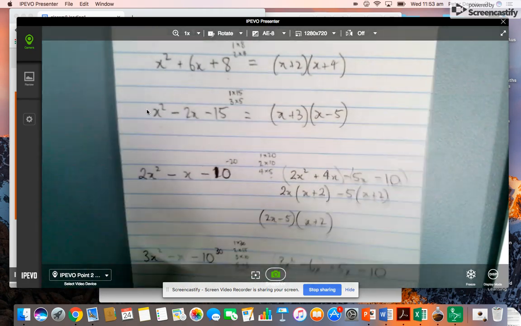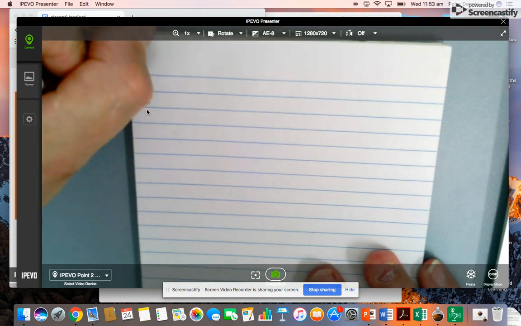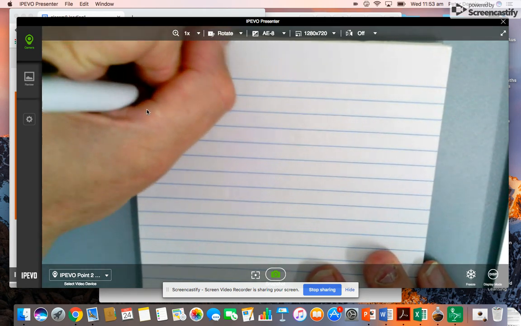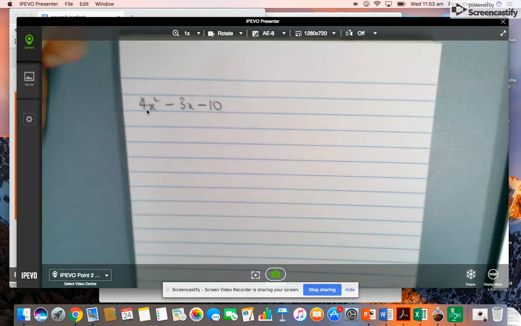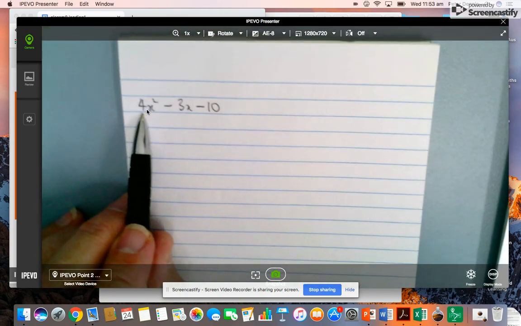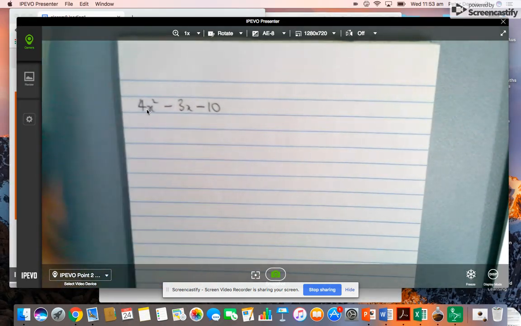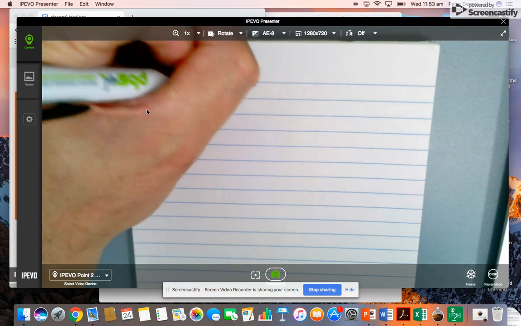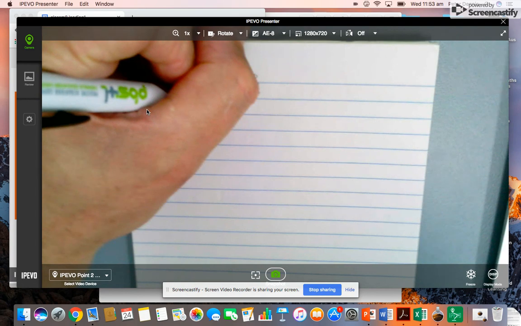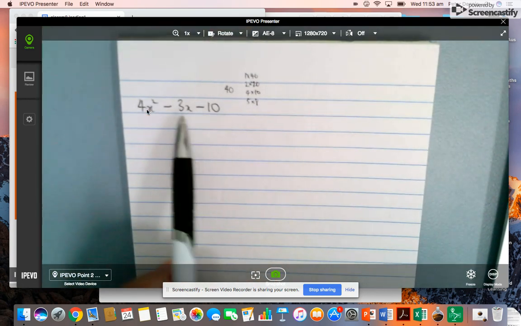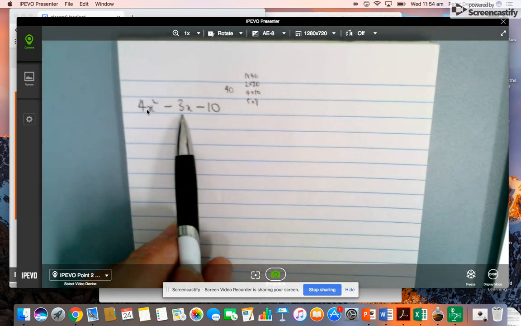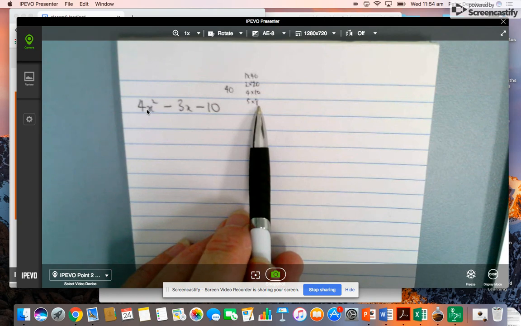I might just do one more. It's always a bit scary. Let's do 4x squared minus 3x minus 10. We want to factorise this again. We look for two numbers that multiply together to give 40. 1 times 40, 2 times 20, 4 times 10. There's a 5 times 8. The 5 times 8 is going to give us the 3, 5 minus 8. So it's going to be 5 minus 8 gives us the 3. The 4 and the 8 are going to go together because they're nice numbers.